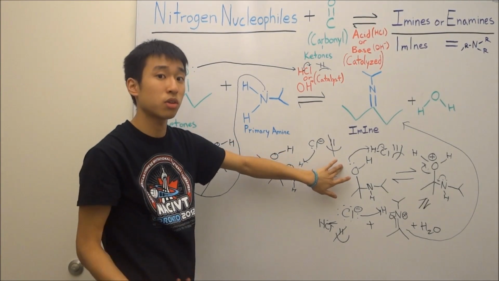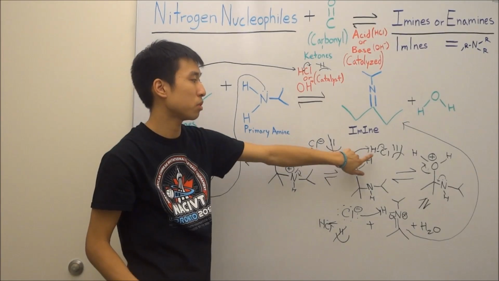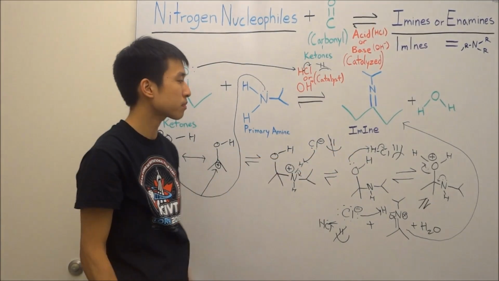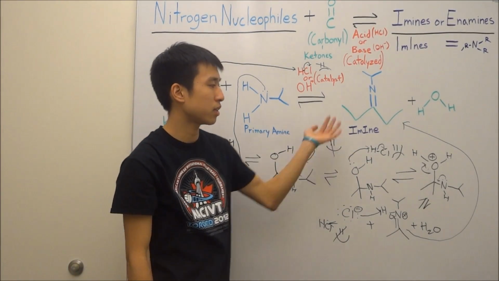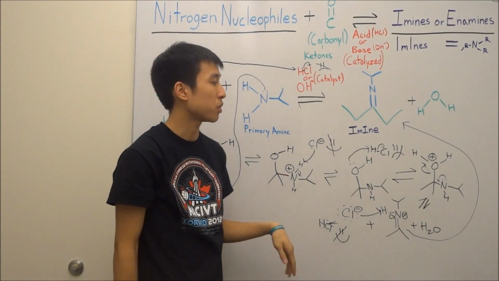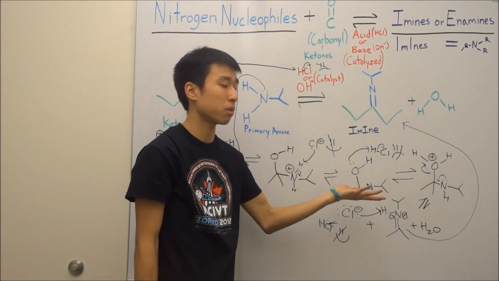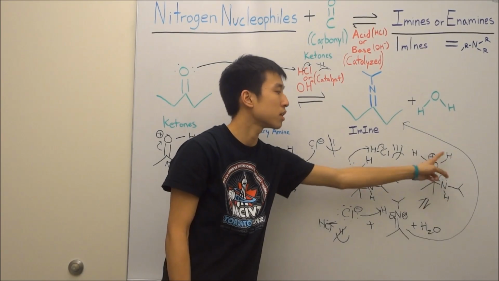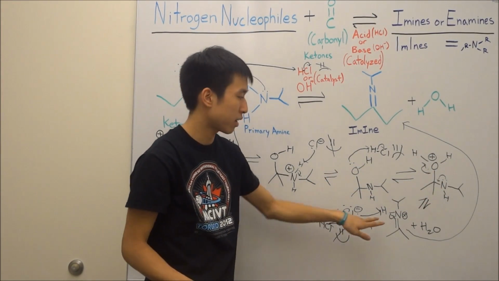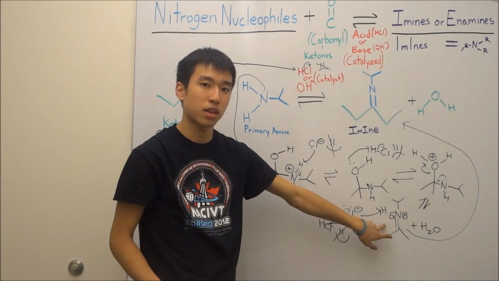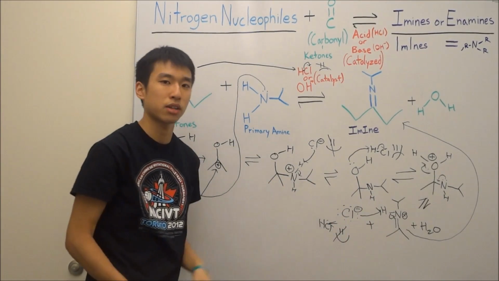So what do you do to it? You turn it into a better leaving group by protonating it with the acid. And then once you protonate it, it turns into water, it wants to leave, but you can't just have it leave, or else you're going to get a carbocation. So you resonate the electrons down, so you don't get a carbocation. And then you get this. And then you can just fix that by using your whole catalyst stuff again.